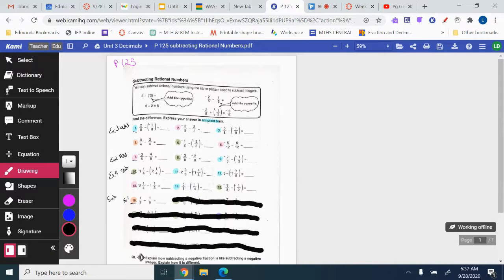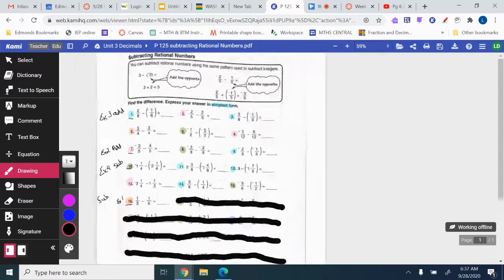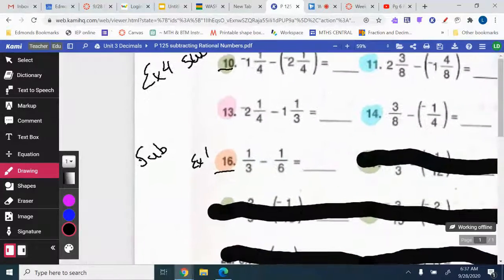All right, today we'll be subtracting rational numbers. Now, when they throw a subtraction sign in there, it can get kind of messy. So I color-coded your worksheet today in order to talk about how we're going to do these problems. So let's start with what you already know, subtracting fractions.